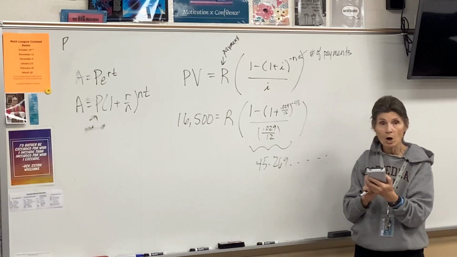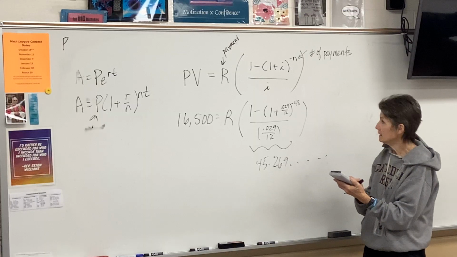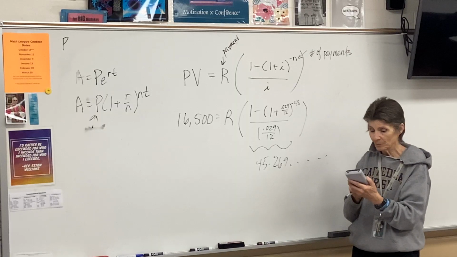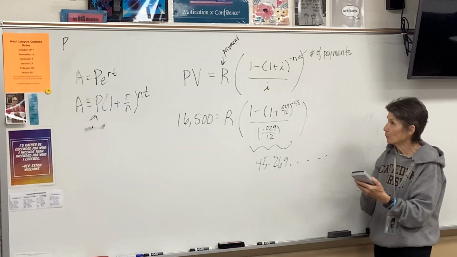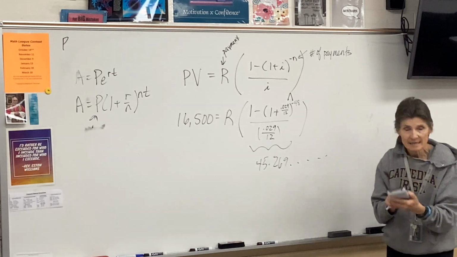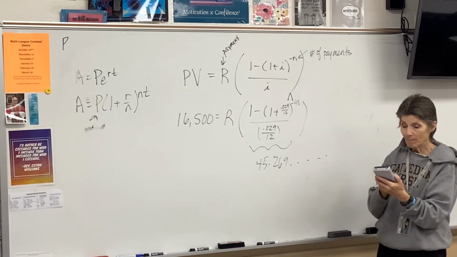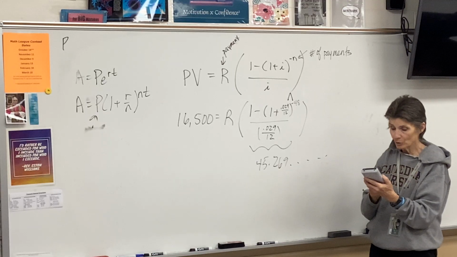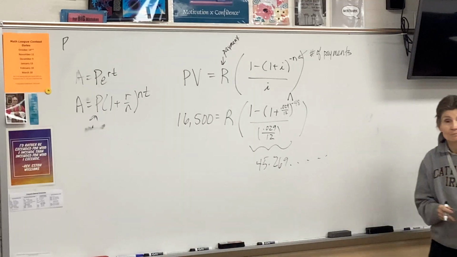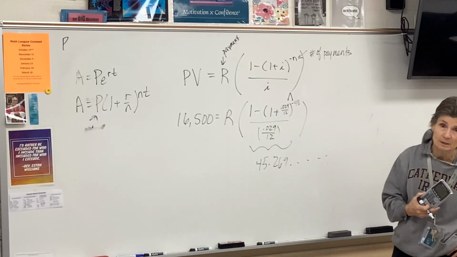So I'm going to type 1 minus parentheses 1 plus 0.029 divided by 12, close parentheses, raised to the negative 48th power, equals, then divided by parentheses 0.029 divided by 12. And that's what you get. No matter what kind of calculator you have, if you type that in, you will get the right answer. Okay?